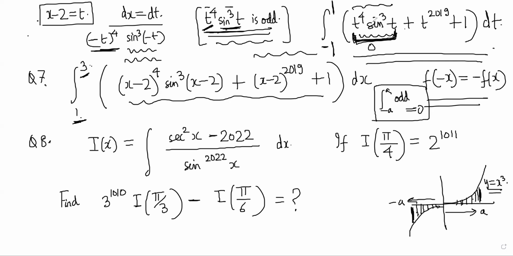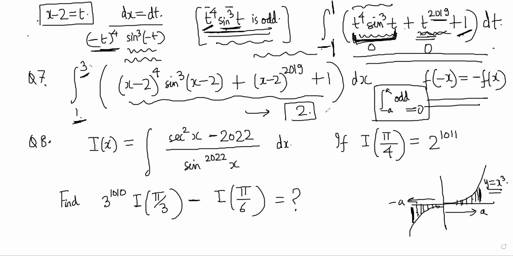Yes, sir. Similarly, the integral from minus 1 to 1 of t power 2019, that is also an odd function because it has an odd power, right? Yes, sir. That also will be 0, correct? Yes, sir. Because the area will be 0. Minus 1 to 1 of this area is 0. And finally, you have 1. So the answer is 2.